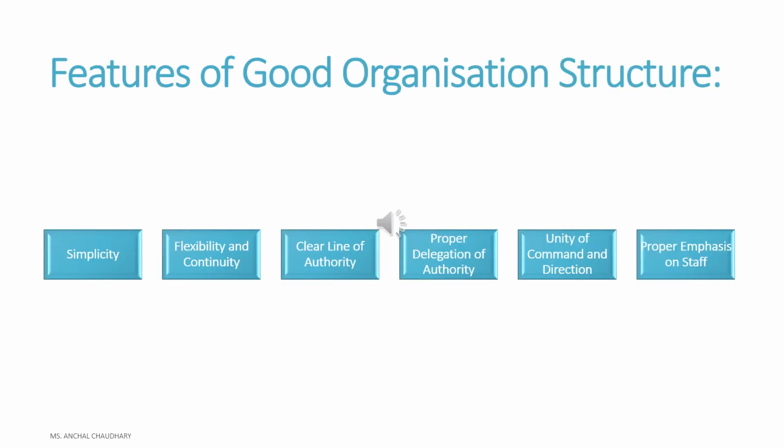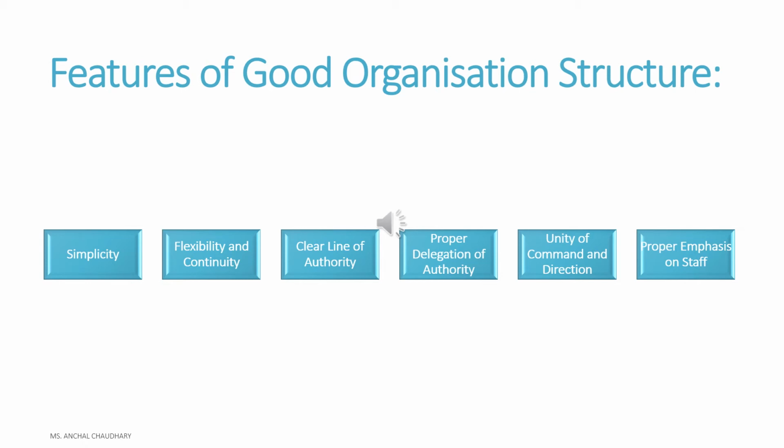Here are the features of a good organization structure. First is simplicity. Organization structure should be simple. It should be clear, there is no use if you are making it a complicated one. In that case, no employees will understand what exactly they are supposed to do and what exactly they are going to perform. So it should be a simple one so that each and every employee can easily understand it and easily work upon it.